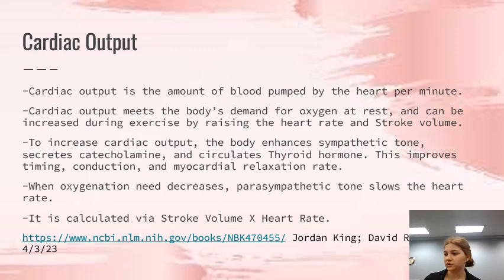So cardiac output is controlled by several factors. There are a couple of primary hormones involved, catecholamines and thyroid hormone, which both increase cardiac output. And when the body's need for oxygenation decreases and the stress has passed, parasympathetic tone is what steps in to lower your cardiac output and bring the body back to its baseline.